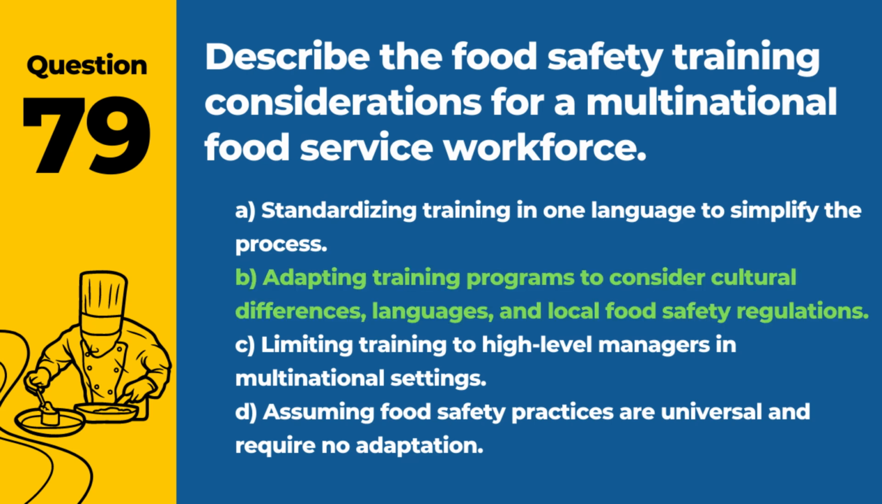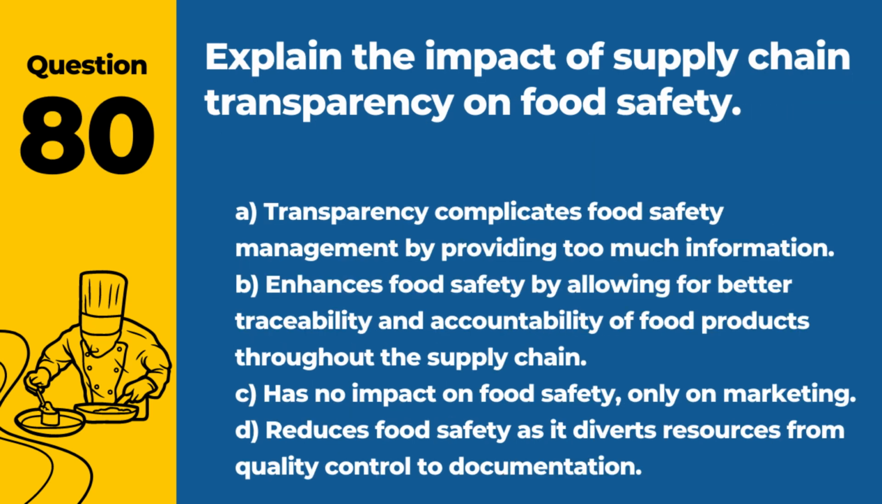Answer. B. Adapting training programs to consider cultural differences, languages, and local food safety regulations. Effective food safety training in a multinational context requires customization to address the diverse needs and backgrounds of the workforce. Question 80. Explain the impact of supply chain transparency on food safety.